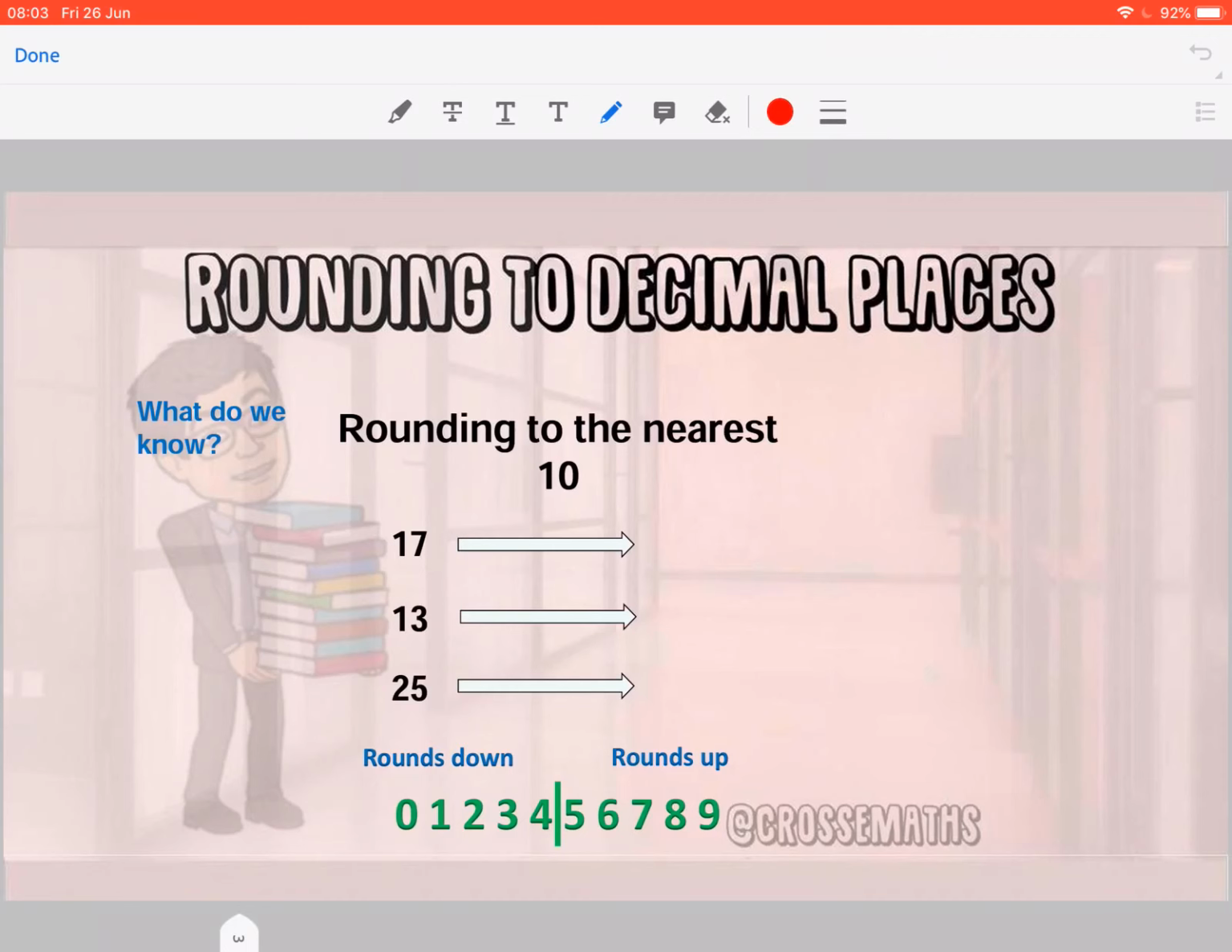Super straightforward. This bit down the bottom is the most important bit, okay? If it is 4 or less, it rounds down. If the number on the end is 5 or more, it rounds up, okay? And that's the really important bit with this. That's the most important bit of all of it.